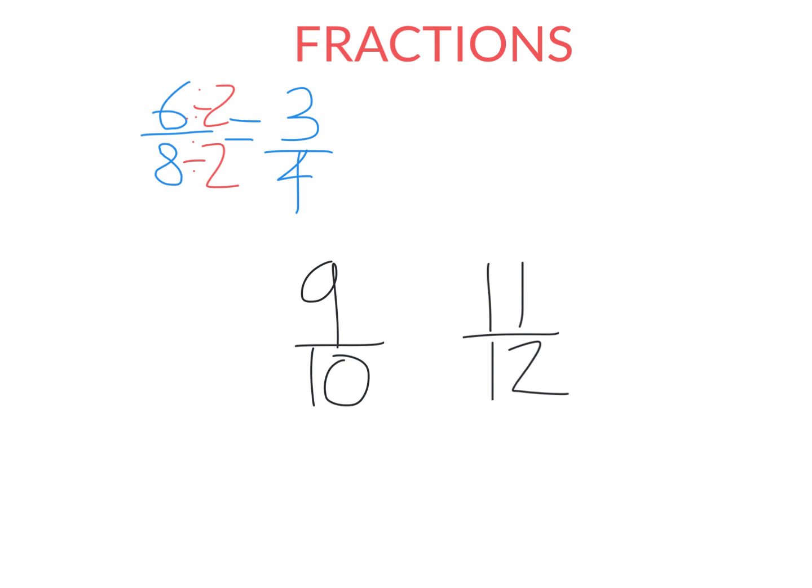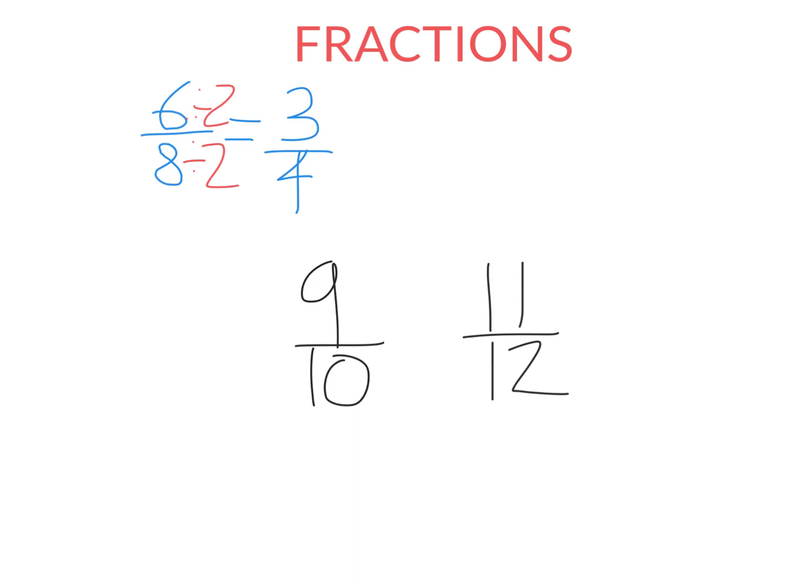So what are we going to make the denominator of each fraction? Well, we're going to make it a number that 10 goes into, but 12 also goes into. So the lowest common multiple of 10 and 12, the lowest number divisible by both 10 and 12, is 60. So I can find equivalent fractions for these two whose denominator is 60.